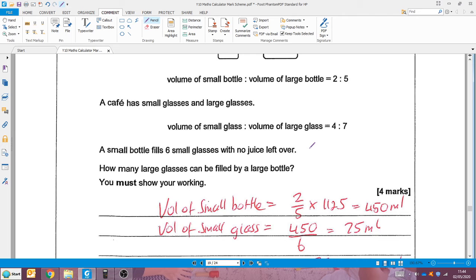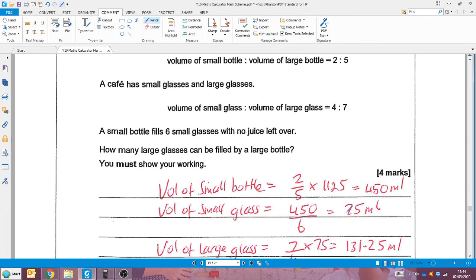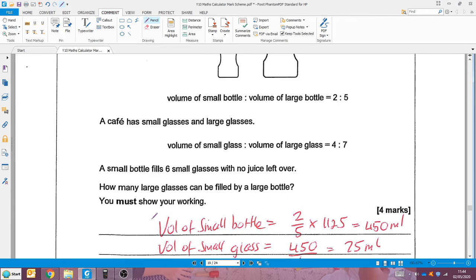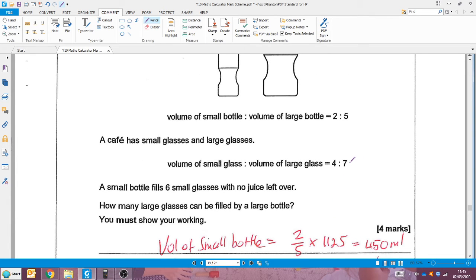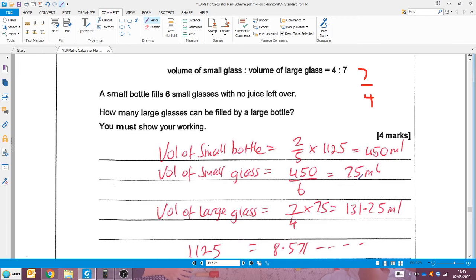And then it says a small bottle fills 6 small glasses with nothing left over, not a drop. Oh, okay, so I could work out the volume of a small glass. 450, small bottle, divided by 6. Every small glass is 75 millilitres. I think I'm worth 2 marks now. What's next? How many large glasses? Oh, I better work out the volume of a large glass, which means I better use this ratio here. So large glass compared to a small glass must be 7/4, yeah? 7/4. I'm trying to draw with the mouse like I do in class. There we go, 7/4. So I'm going to take my 75 millilitres, my little glass, and multiply by 7 divided by 4, which is 131.25 millilitres for a big glass of juice or whatever.